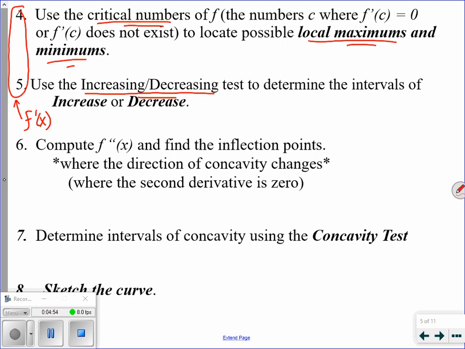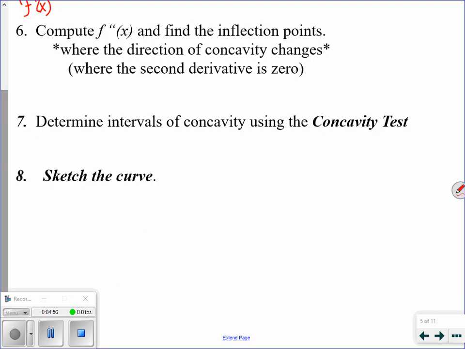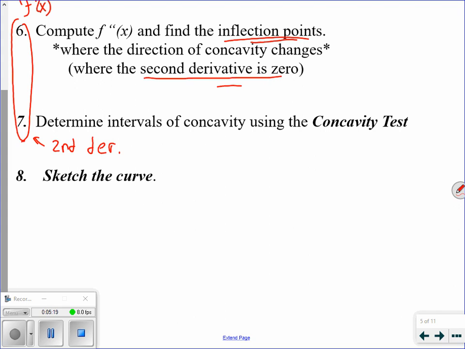And when we're done with everything we can do with the first derivative, we move on to the second derivative. So steps 6 and 7 here are talking about the second derivative. Setting it equal to 0 or where it does not exist, we can find inflection points. It's where we change concavity. And again, it's where the second derivative is equal to 0 or does not exist.